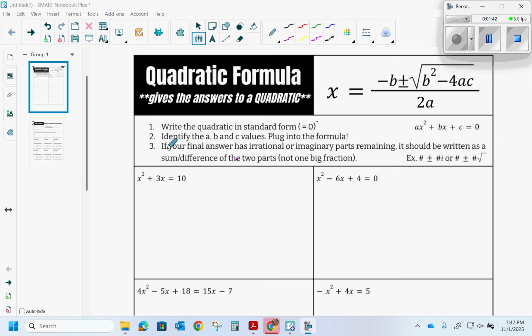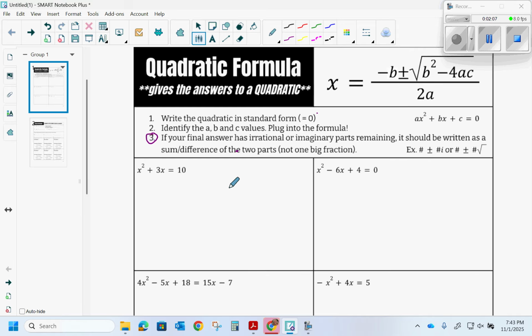First of all, like factoring, we have to have our function set equal to 0, so you might need to move some terms over. So that happens. We are going to just be plugging and chugging and simplifying radicals. And step 3 is going to be new to you, so I'm going to make sure I cover that well enough for you. All right, so let's jump in.